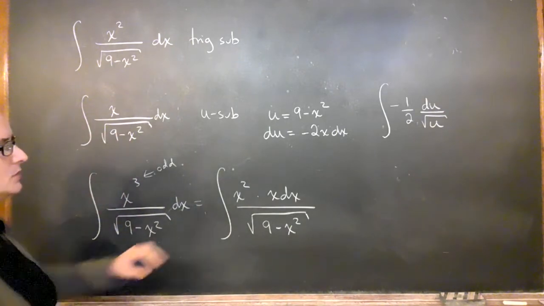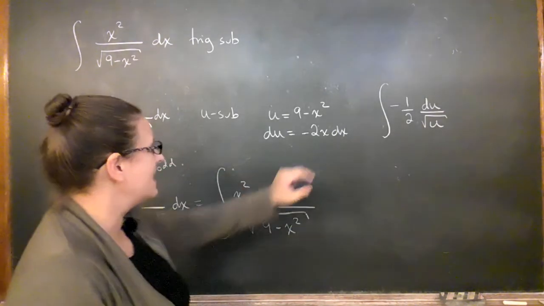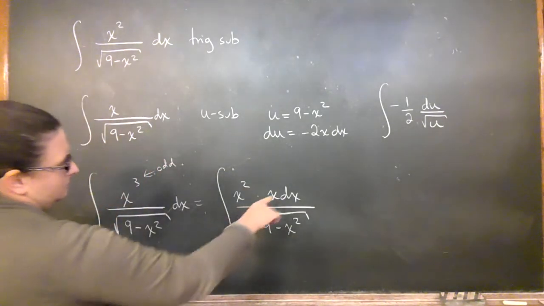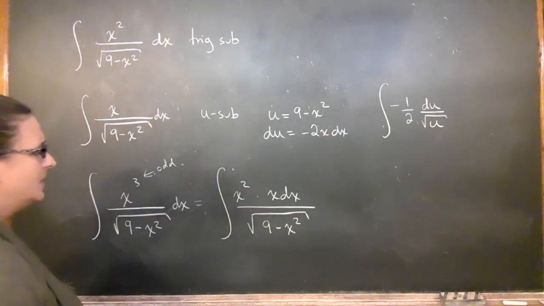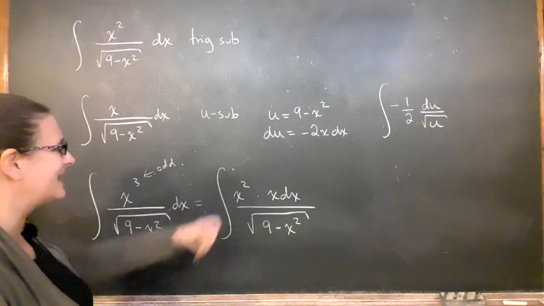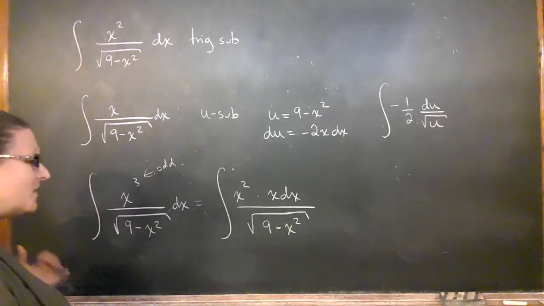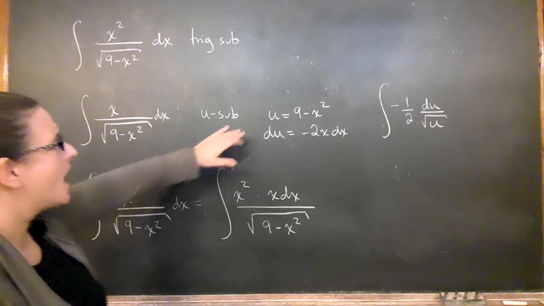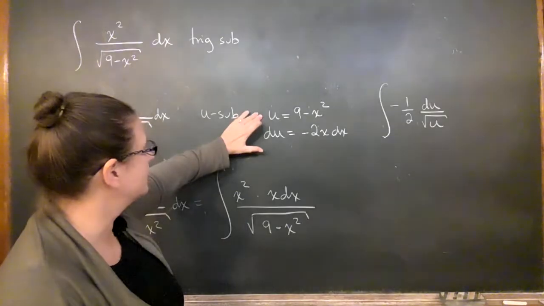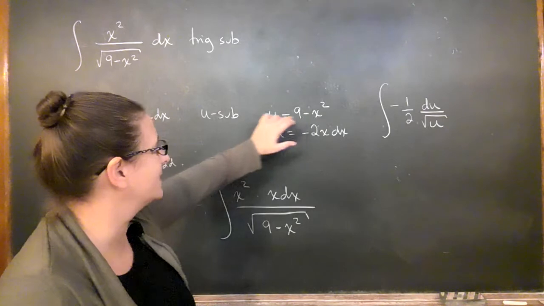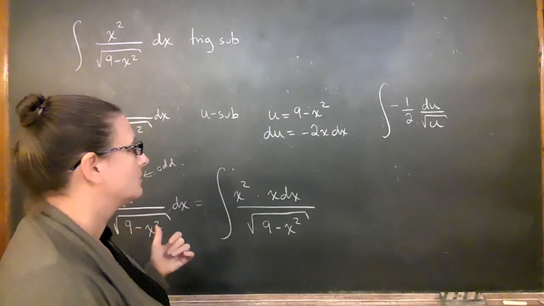Okay? So here, our x dx turned into minus 1/2 du. So I can do the same thing here. I've got this extra x squared. So what do I do with that extra x squared? I can solve this part of the u substitution, and I can solve for x squared in terms of u. Okay?